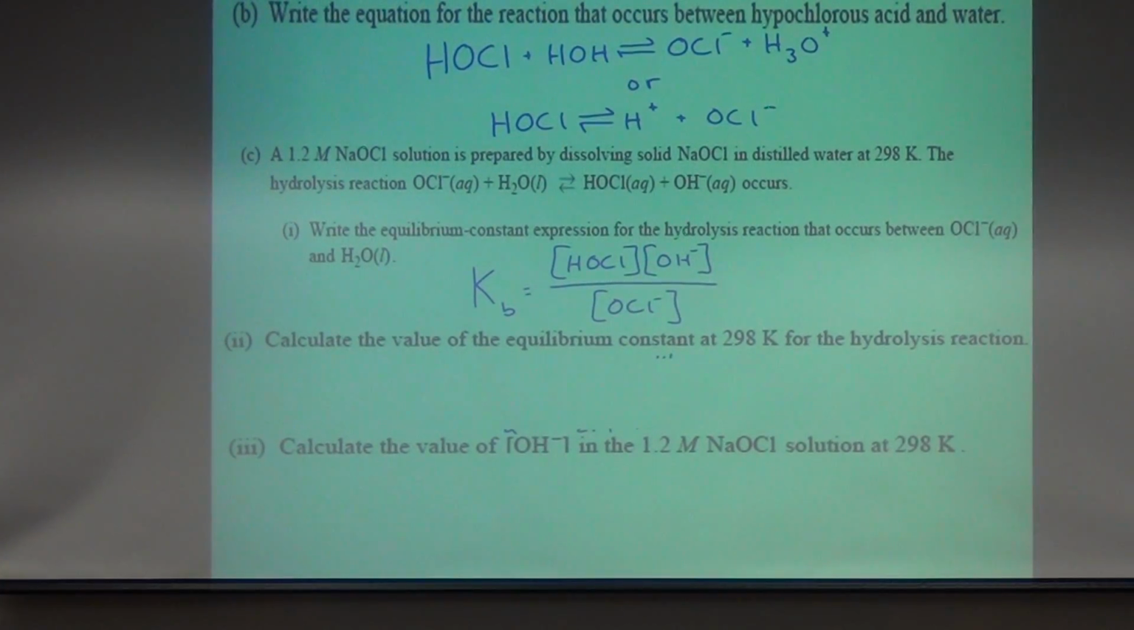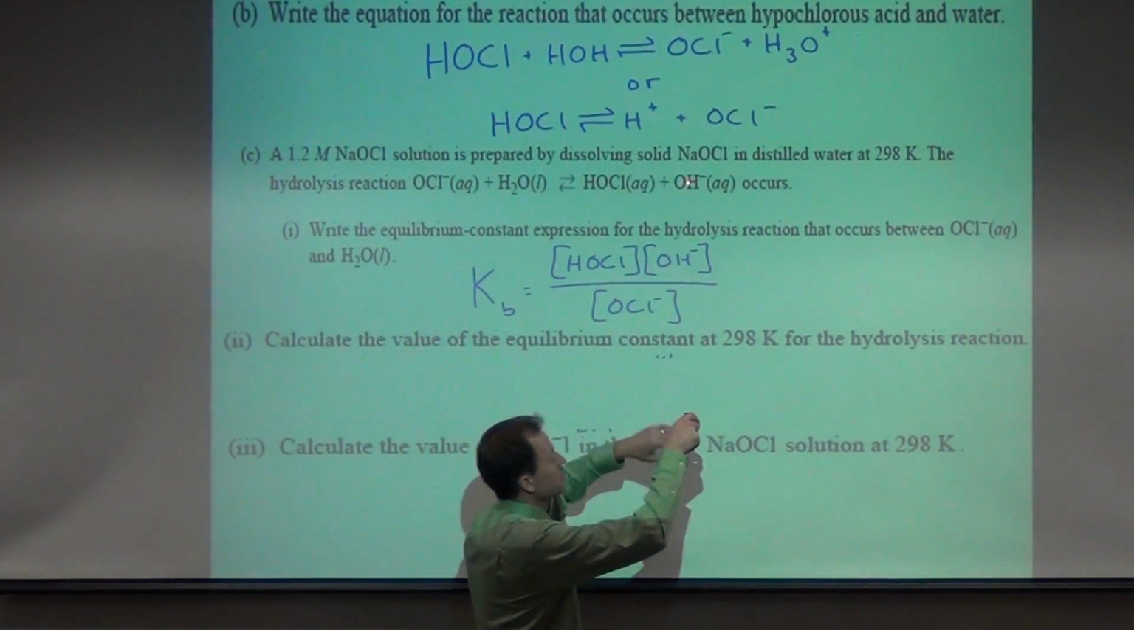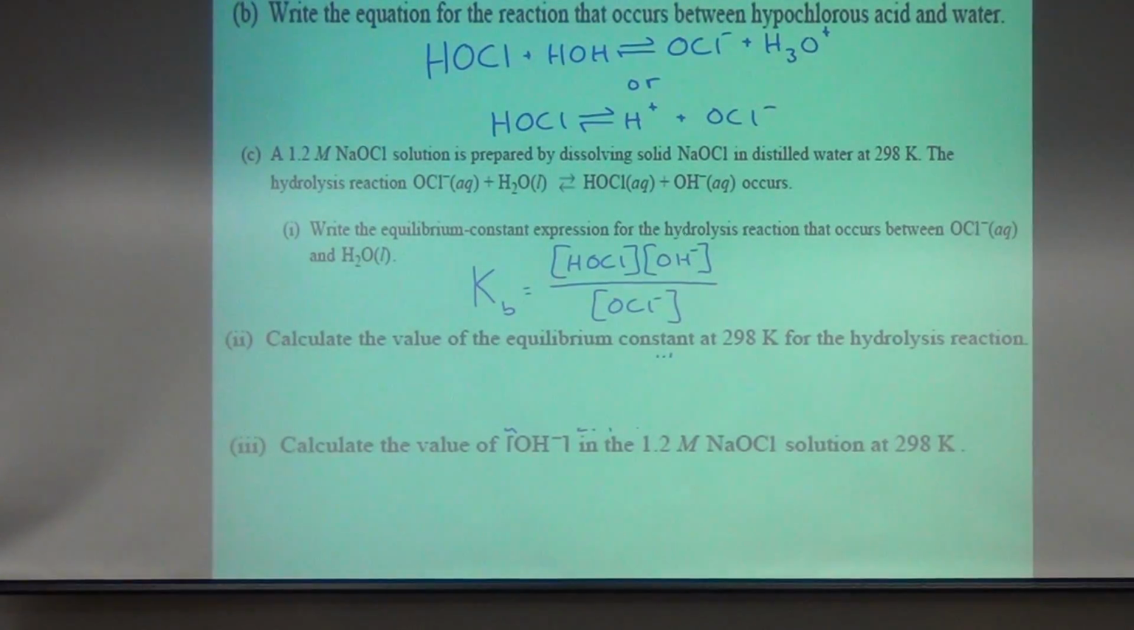Now, it did not say this. How do I know it's a Kb? OH minus. You have to commit to a K. I believe you may not get all the points if you don't write the Kb. If you just wrote K, I don't know that for a fact. But for sure don't include the water. That's a Kb because there's an OH minus. If there were an H plus, that would be a Ka.